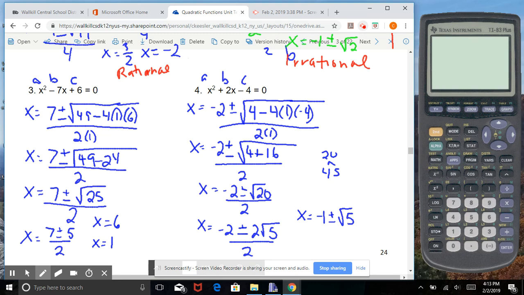Can't go any further than that, though, because negative 1 and square root 5 are not like terms. They cannot be put together. So our final answer is just that, negative 1 plus or minus the square root of 5, which is irrational roots.